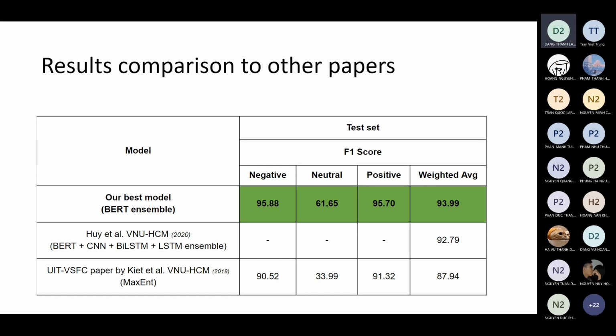The last one is the results from the paper of the dataset that we use. The results seem a little bit low because the authors only use a simple model, which is MaxEnt. It is a statistical model, so it may not generalize well.